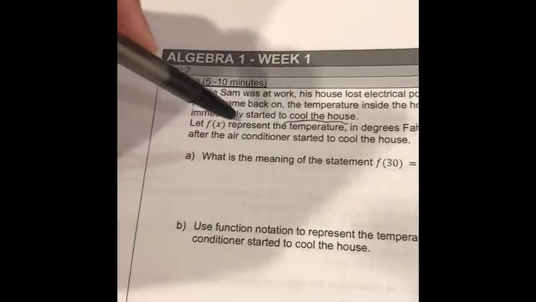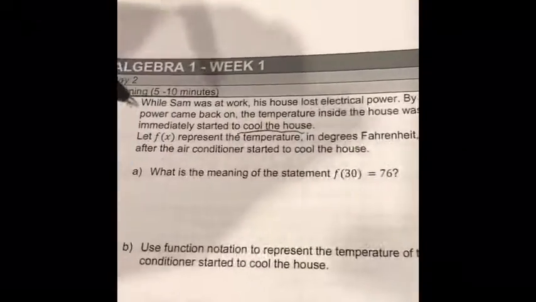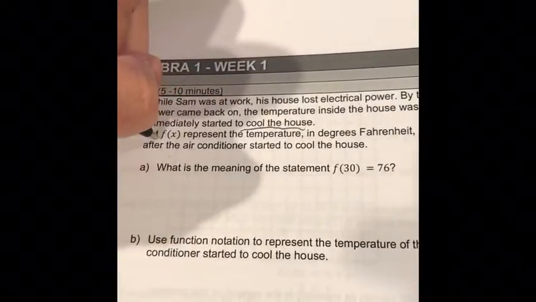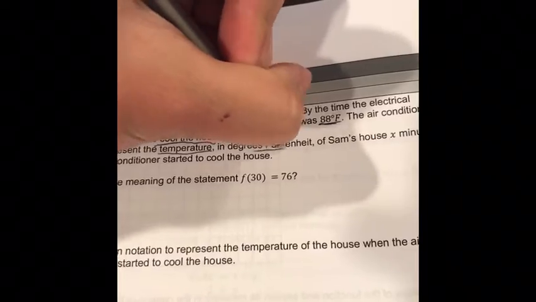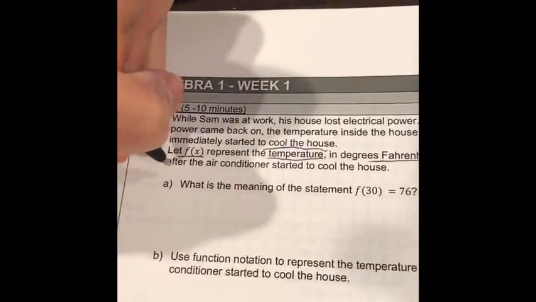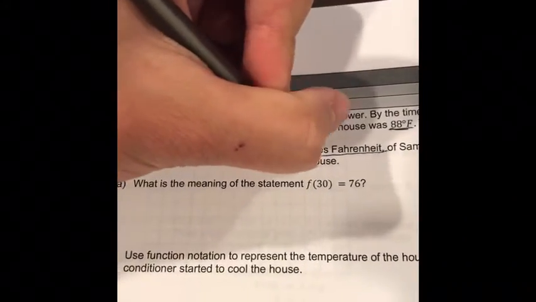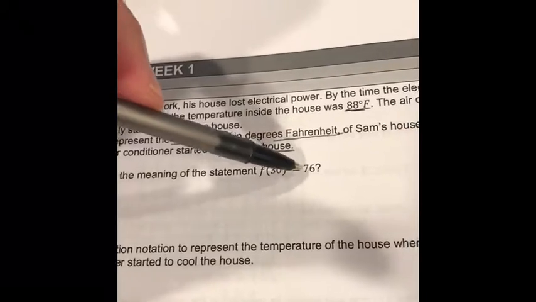Let f of x represent the temperature in degrees Fahrenheit of Sam's house. Okay, this is a lot. So let's underline again. F of x represents the temperature in degrees Fahrenheit of Sam's house x minutes after the air conditioner started to cool the house. What is the meaning of the statement f of 30 equals 76?